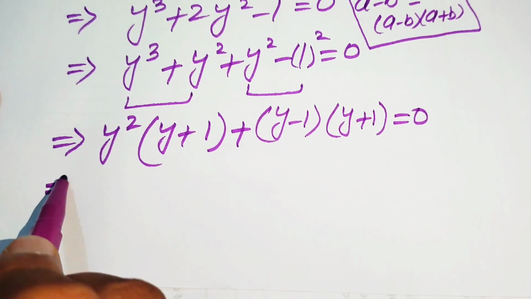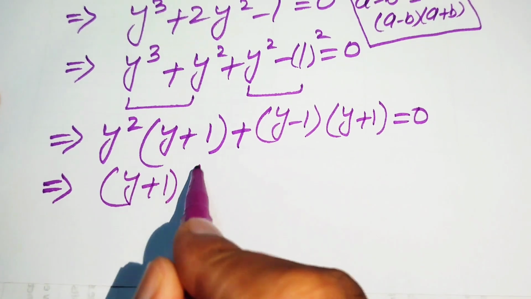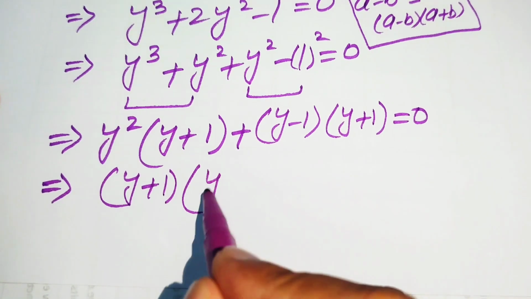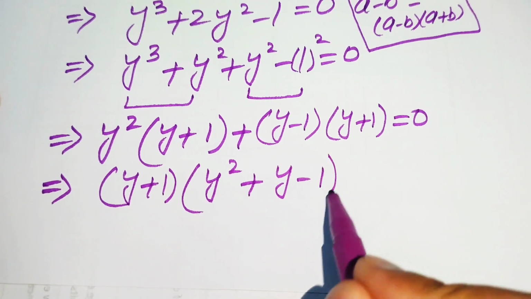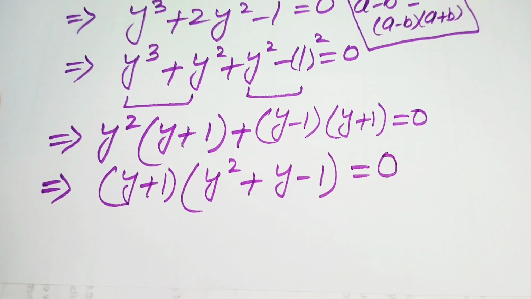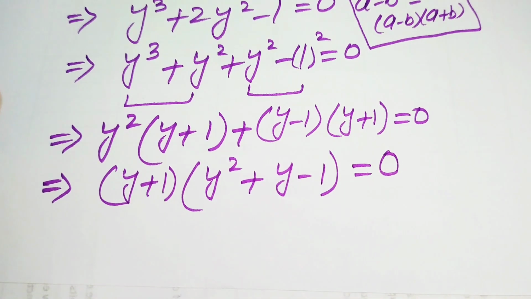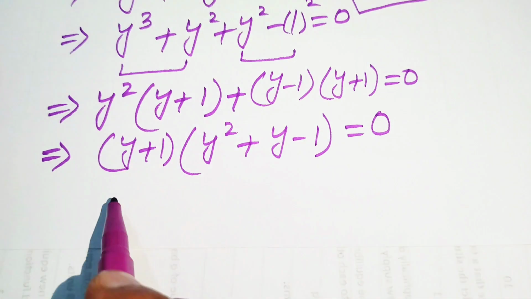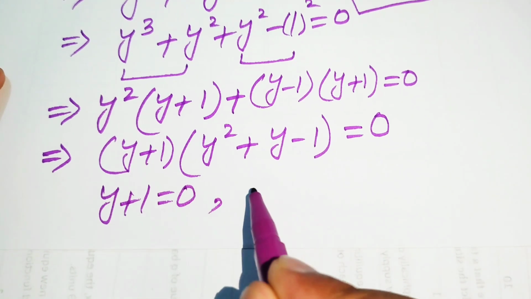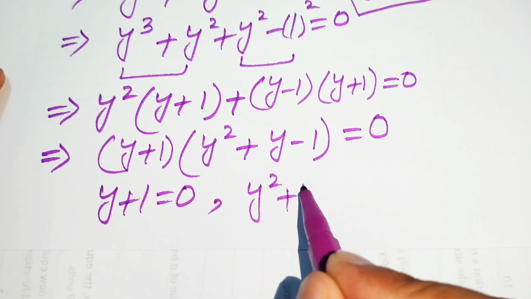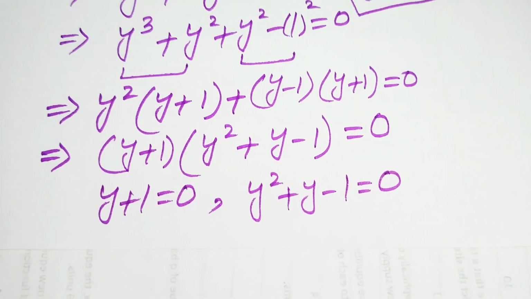And now in the next step, we take common y plus 1 from the first two terms, and it is written as (y plus 1) times (y squared plus y minus 1) equals 0. Here we take common y plus 1, and its remaining term is y minus 1. So the first case is y plus 1 equals 0, and the second case is y squared plus y minus 1 equals 0.